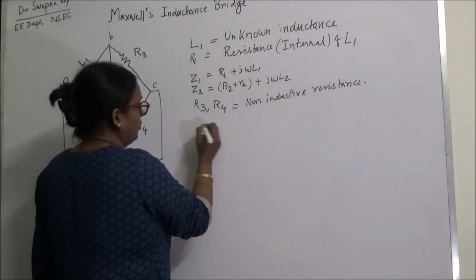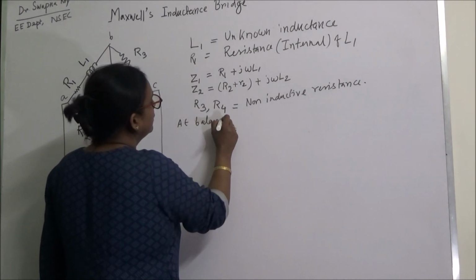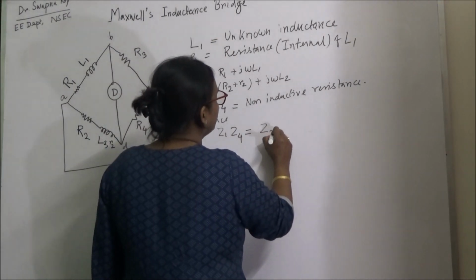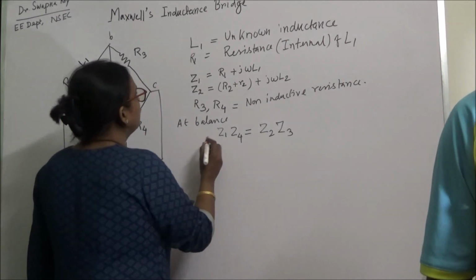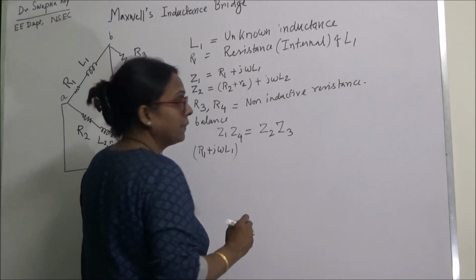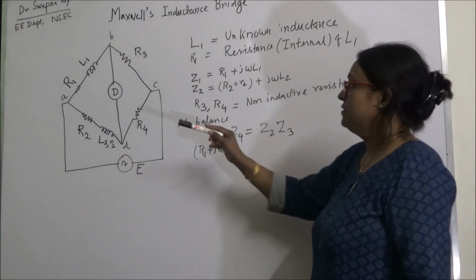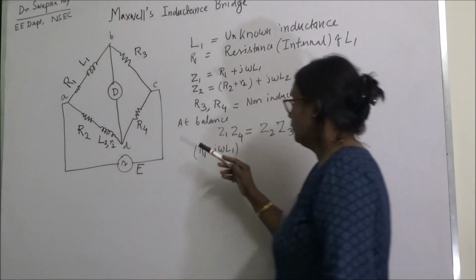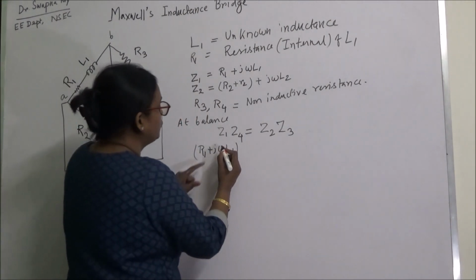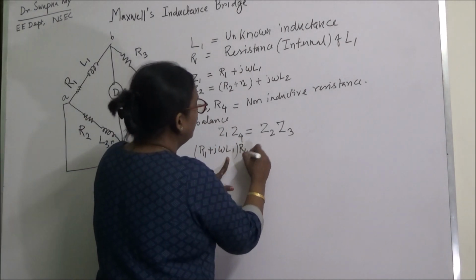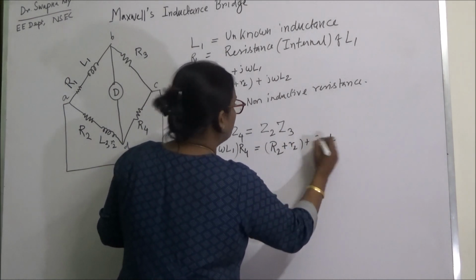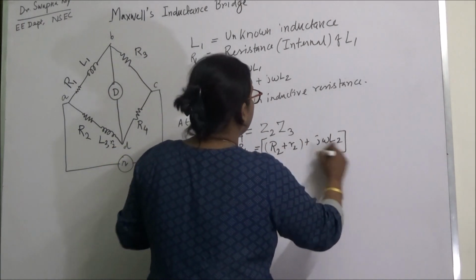So at balance, the product of opposite arm impedances will be equal. We can write Z1 Z4 is equal to Z2 Z3. So what is Z1? Z1 is equal to R1 plus j omega L1, Z4 is equal to R4, and Z2 is equal to capital R2 plus small r2 plus j omega L2. This is my Z2, and Z3 is equal to R3.